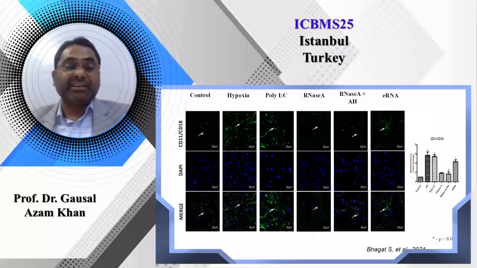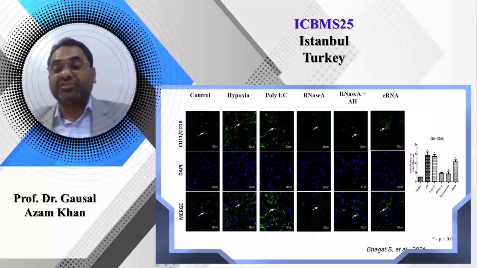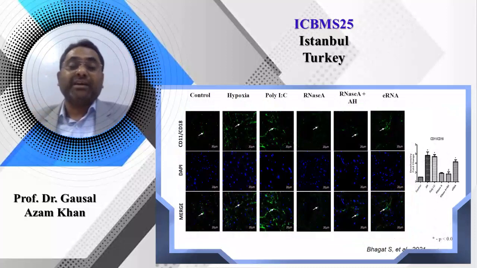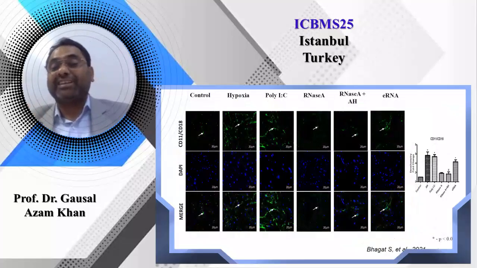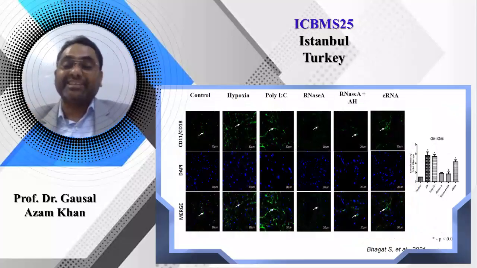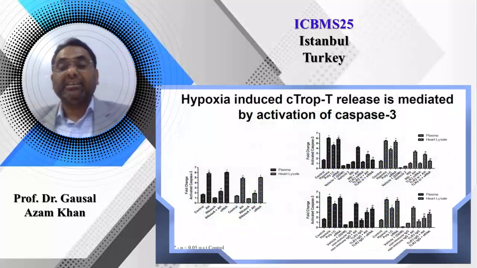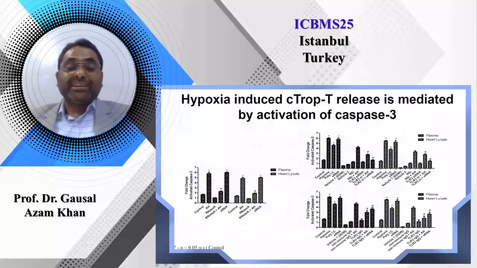And the same here, we also did immunofluorescence studies. Here we did CD11 and CD18 macrophage, and we used the same strategy, and we found that hypoxia induced macrophage infiltration, and when we treated with RNase A, it significantly decreased. So it suggests that hypoxia-induced infiltration of all the adhesion molecules leads to modification of the cardiac myocytes. So whether it could have a role in troponin release, how troponin is released in the myocardial cells.